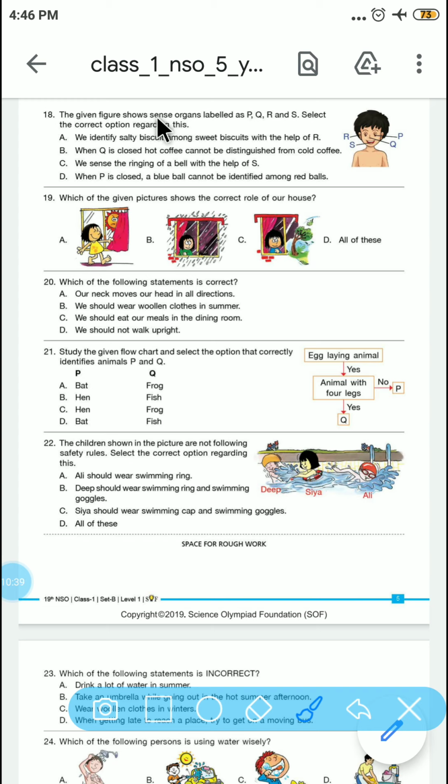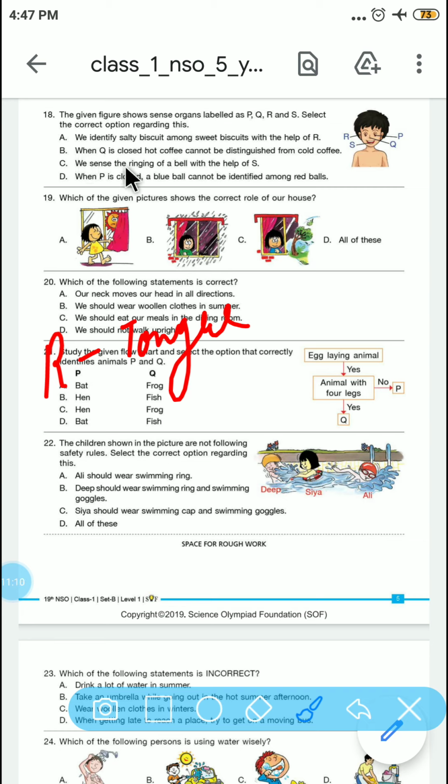The given figure shows the sense organs labeled as PQRS. Select the correct option regarding this. We identify salty biscuit among the sweet biscuit with the help of R. So what do you think? R must be a tongue. Let me clearly mention it first, then we will see the figure in a zoomed perspective.